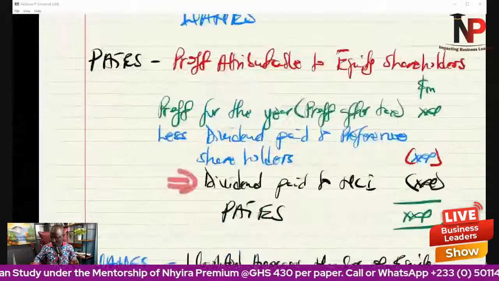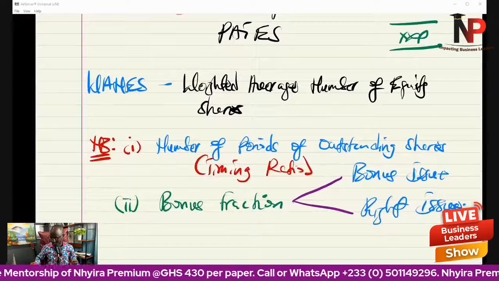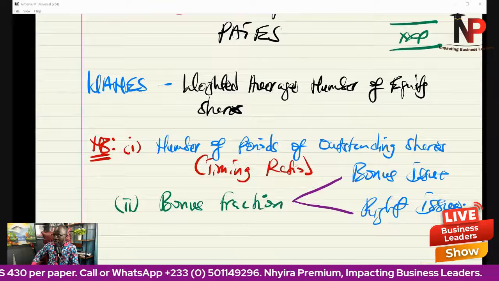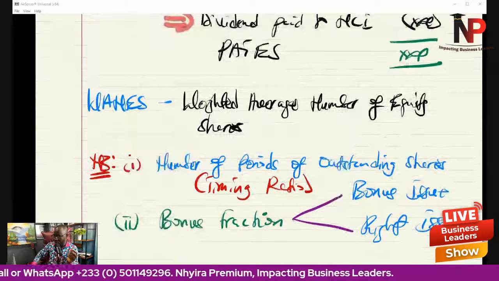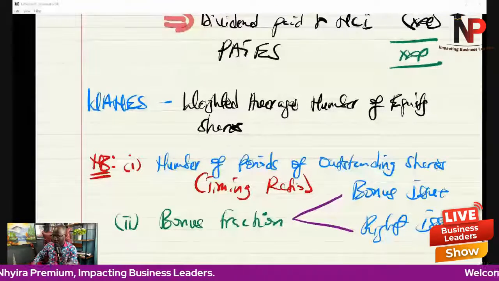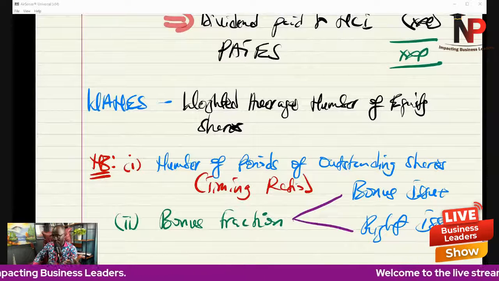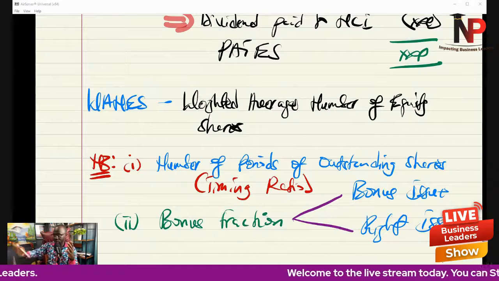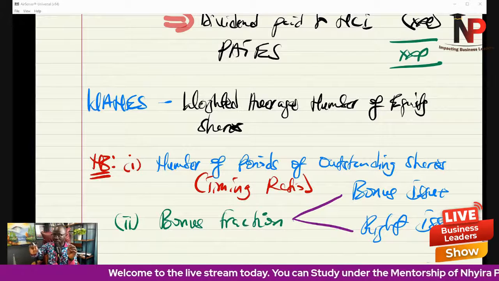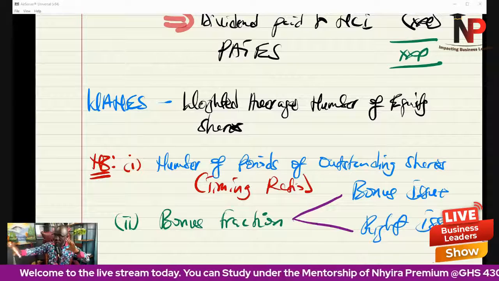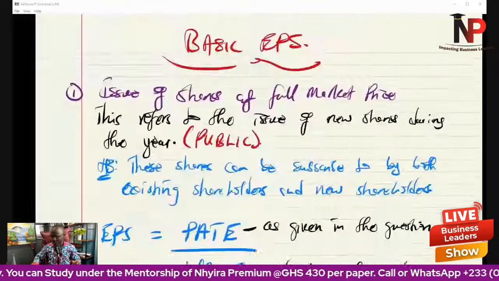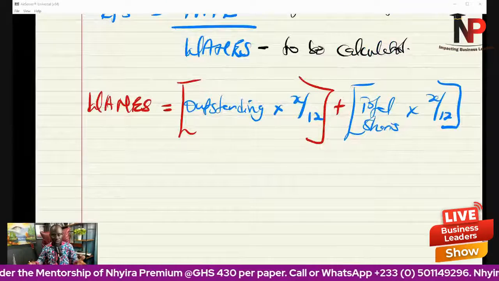Let's go back. Here, I told you that when you're calculating the weighted average number of equity shares, there are two things you have to take into consideration: the number of periods of outstanding shares and the bonus issue. And I told you that bonus issue will come up when we are dealing with bonus fraction, and bonus fraction will come up when we are dealing with bonus issue and right issue.